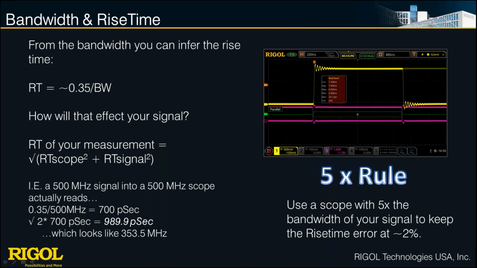So what we advocate here is a 5x rule, which tells you that if your scope bandwidth is 5 times the bandwidth of the signal you're trying to measure the rise time on, your rise time error is limited to about 2%. That's a good thing to keep in mind as you're looking at faster and faster signals with your oscilloscope.